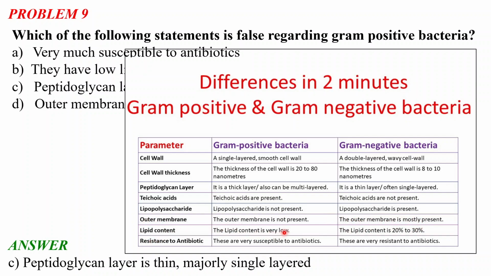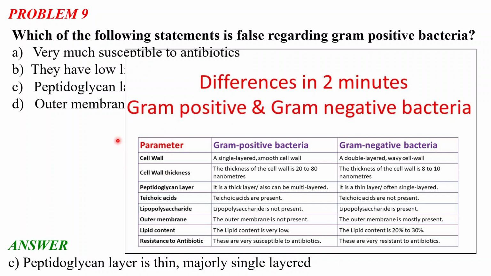The lipid content is very low in gram positive bacteria, while it is about 20 to 30% in gram negative bacteria. In terms of resistance to antibiotics, the gram positive ones are very susceptible to antibiotics, and the gram negative bacteria are very resistant to antibiotics. Okay, so these are the differences between the gram positive and gram negative bacteria.